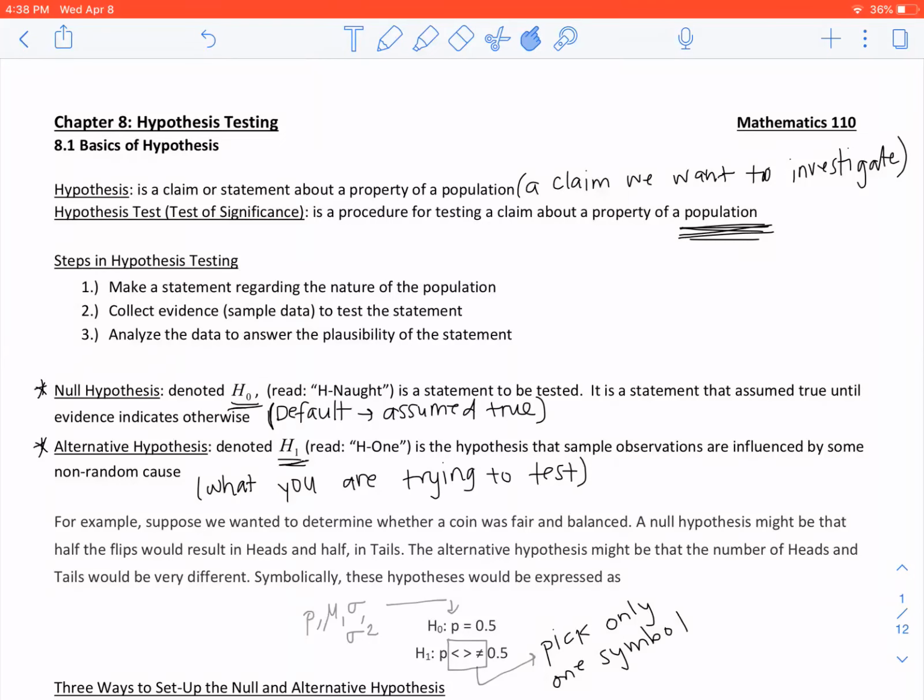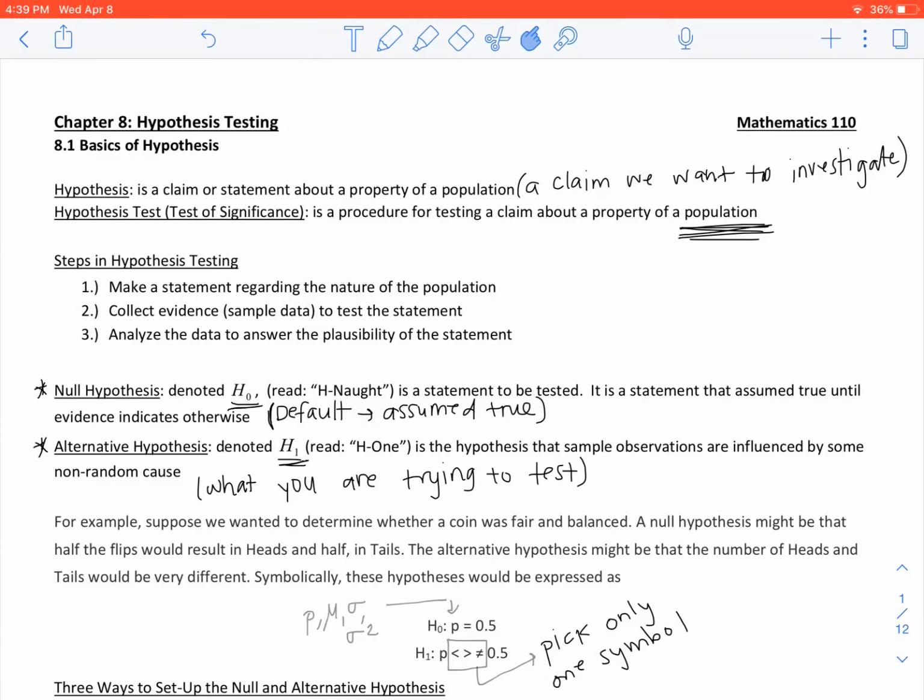We're in Chapter 8, Hypothesis Testing. 8.1's Basics of Hypothesis. A hypothesis is a claim or statement about a property of a population. So I wrote down a claim we want to investigate. A hypothesis test, or the test of significance, is a procedure for testing a claim about the property of a population.